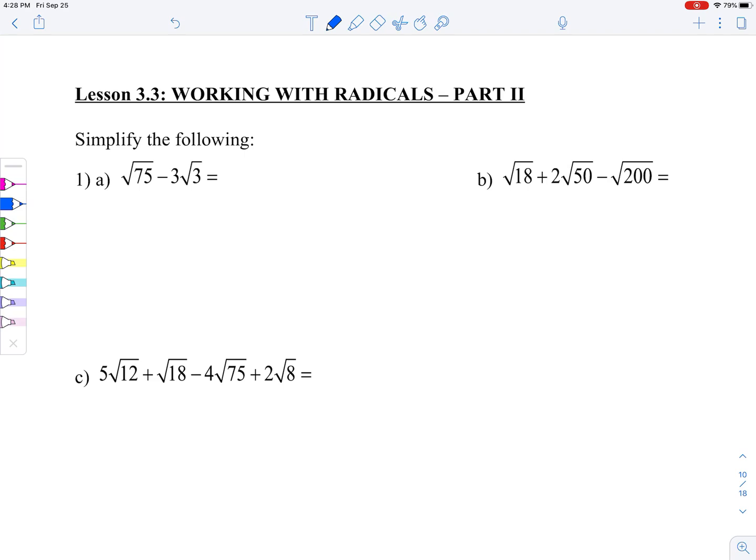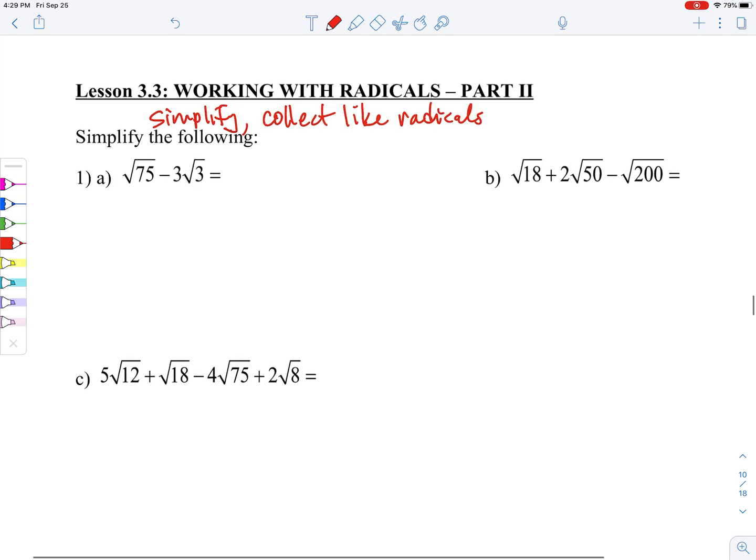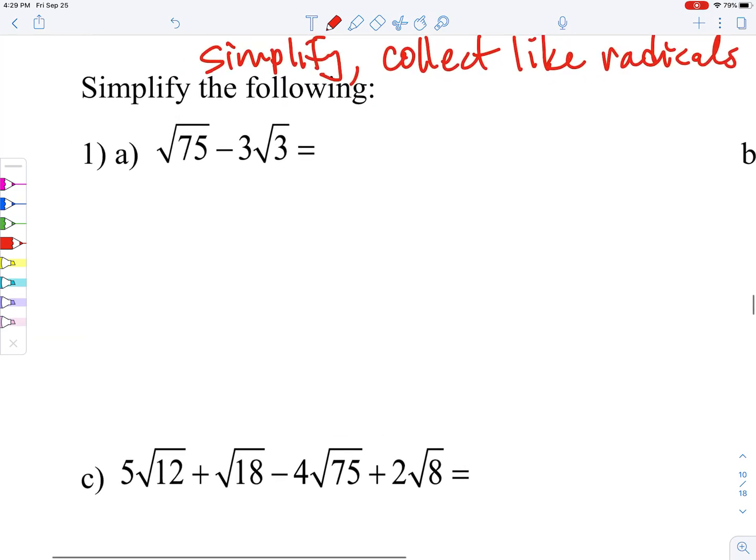So in 1a, we have two different radicals, one subtracted from the other. So I'm going to simplify my square roots first, and then I'm going to collect like terms, but this time it won't be like terms, and then I'll collect my like radicals. So let's see what we get for 1a.